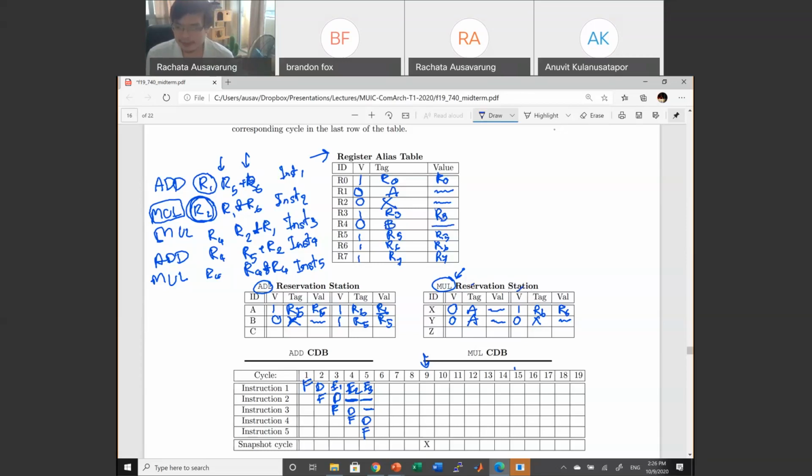In cycle number 6, you are writing this back. This means that instruction 1 is done. What's the tag for instruction 1? What's the ID in the reservation station? A, right? A is done.